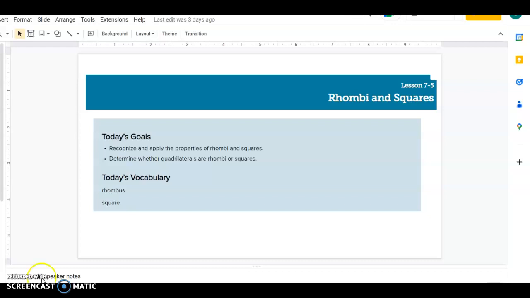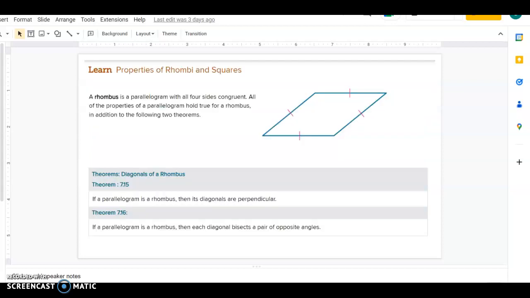Alright, so this section is about rhombi and squares. So the goal is to recognize and apply the properties of rhombi and squares and determine whether quadrilaterals are rhombi or squares. So the vocabulary for today is rhombus and square. So properties of rhombi and squares.